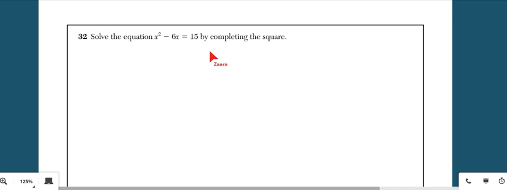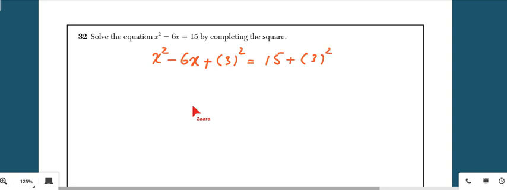So what it says is: solve this expression by completing the square. It's very easy. We have x square minus 6x. I will add 6 divided by 2, which is 3, so I am adding 3 square here and 3 square on the right side. Clear? This is the very first step.